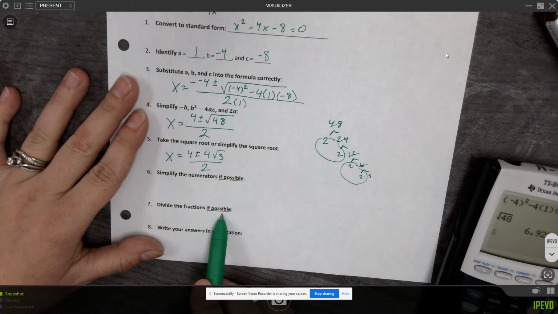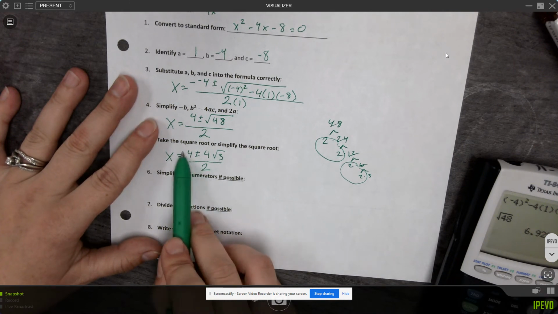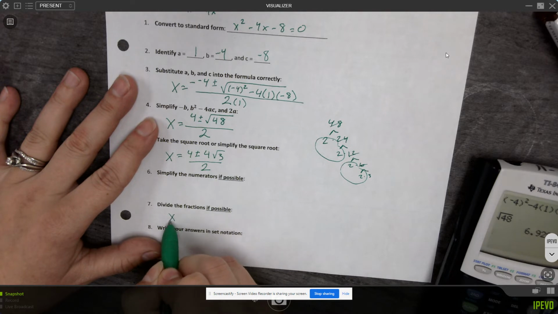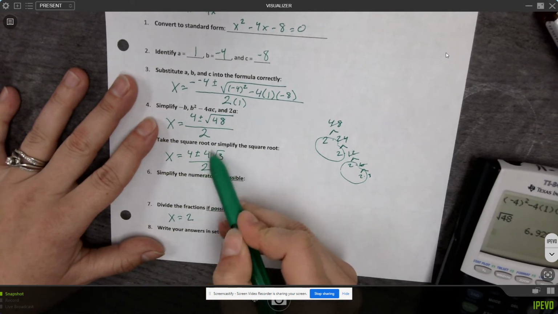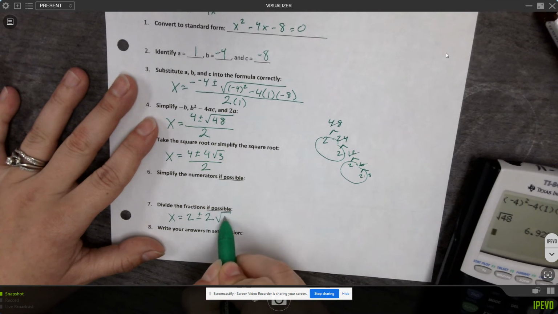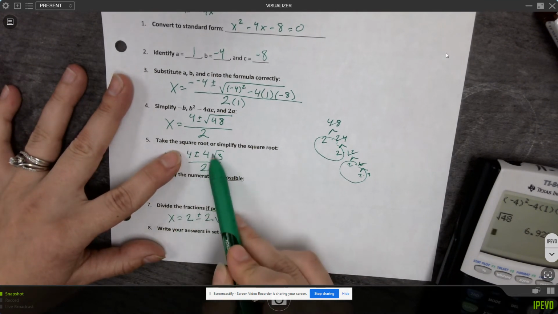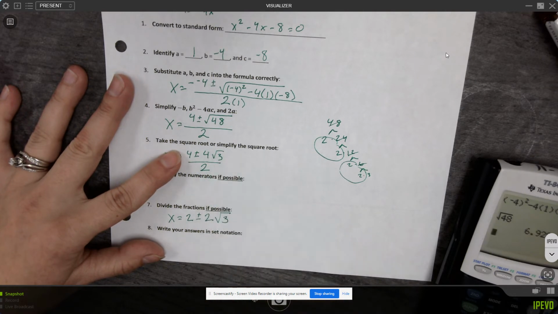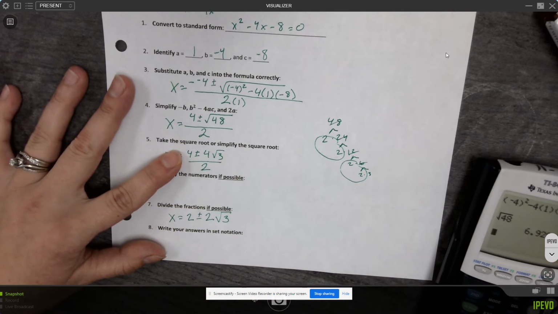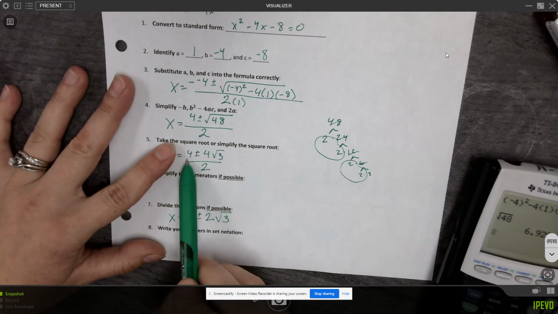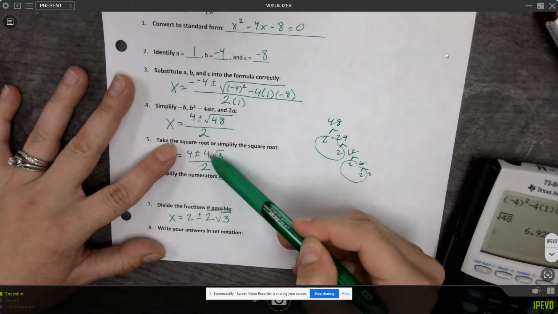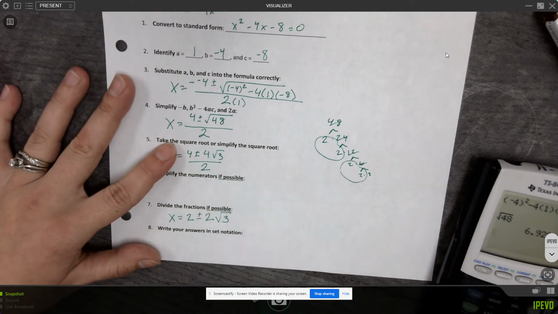Divide your fractions if possible. So right here, this 4 divided by 2 is 2. And this 4 divided by 2 is 2 square root of 3. So I'm going to divide both of these numbers. The square root is like a variable. It's not, but it's similar in terms of you don't divide it, you just bring it down. So you divide your constant, 4 divided by 2, and then you divide the coefficient, 4 divided by 2, and then your answer in set notation. Remember your squiggly brackets. So there are 2 answers, 2 plus 2 square root of 3 and 2 minus 2 square root of 3.